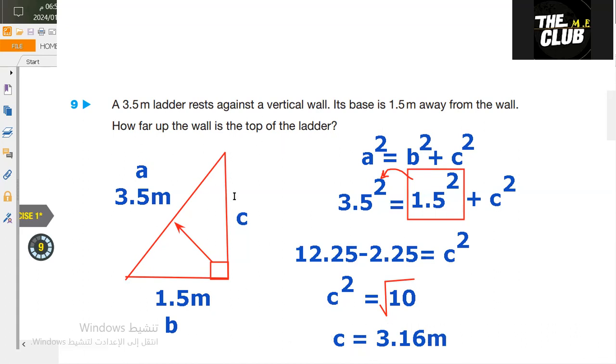So first, we draw the diagram: this is the ladder, this is the wall, this is the horizontal distance between the base of the ladder and the wall. And then we're trying to find this. We use Pythagoras and follow the steps. At the end, we have to square root it so we can find the length up the wall. Now let's move on. Next question.